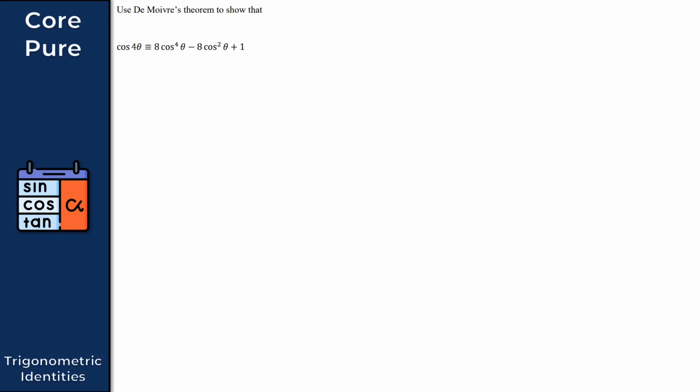So for question 1, we want to use Moivre's theorem to prove this result here. So the first thing that I'm going to do here is take cos theta plus i sine theta, and I'm going to raise this to the power of 4. Okay. And by Moivre's theorem here, this will be equal to cos 4 theta plus i sine, again, of 4 theta. Okay.